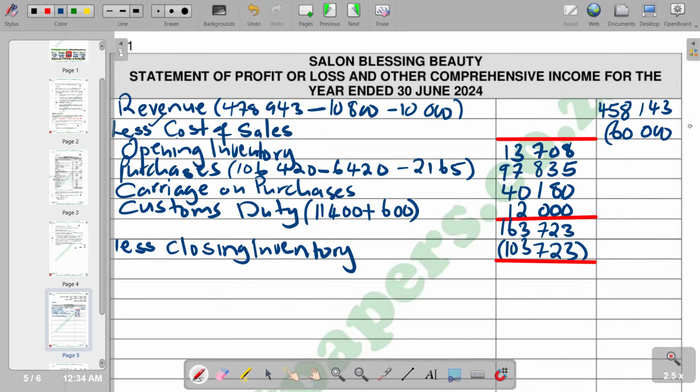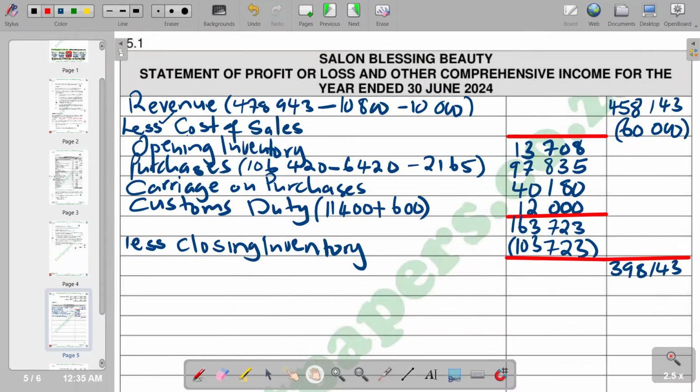So we subtract. So here, we want to find our gross profit. We say our revenue minus cost of sales. So we are saying 458,143 minus 60,000. And then we get our figure, which is positive 398,143. So basically, that's what we have on that part. So the figure that we got here is a positive figure. When it's a positive figure, it is our gross profit. If you get a negative, it will be a gross loss. So in this case, we are saying gross profit.